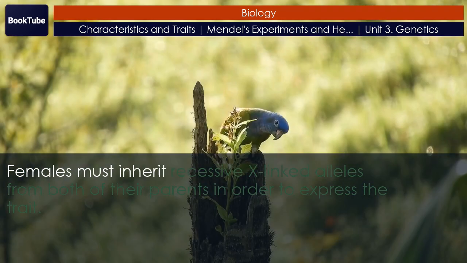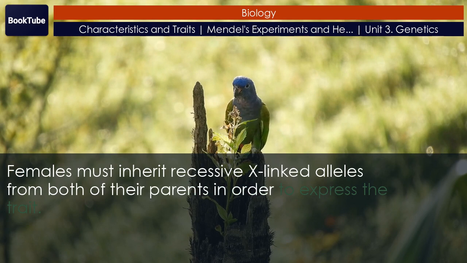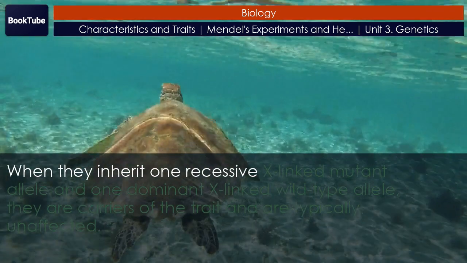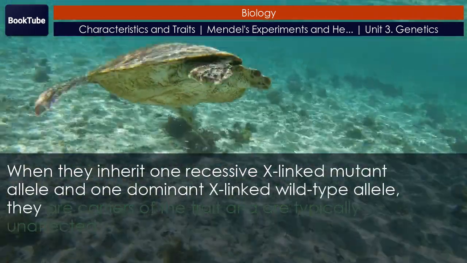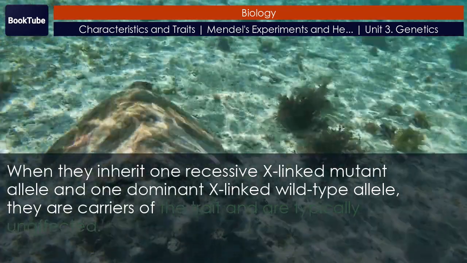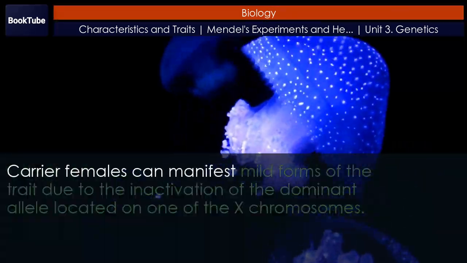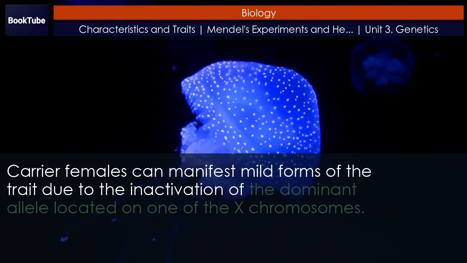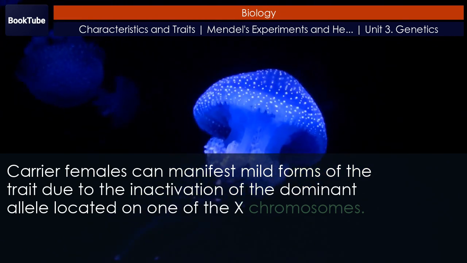Females must inherit recessive X-linked alleles from both of their parents in order to express the trait. When they inherit one recessive X-linked mutant allele and one dominant X-linked wild-type allele, they are carriers of the trait and are typically unaffected. Carrier females can manifest mild forms of the trait due to the inactivation of the dominant allele located on one of the X chromosomes.